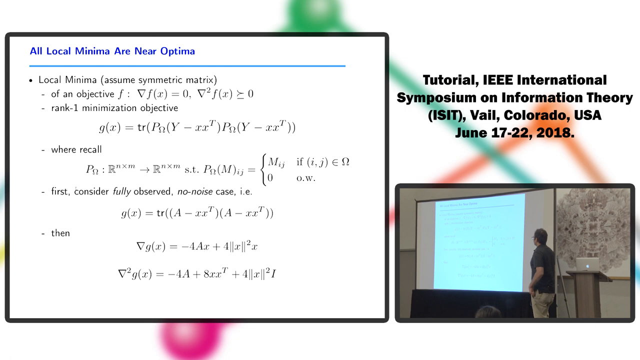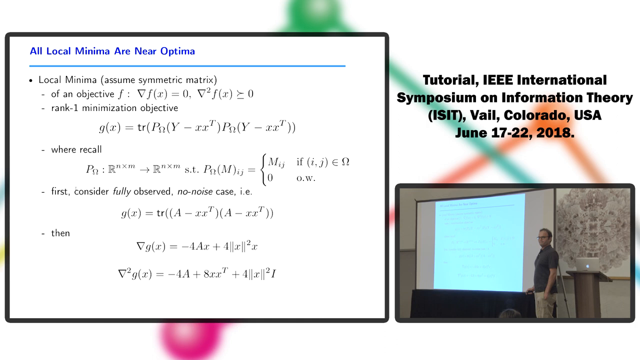So by definition, a local minimum for an objective F is nothing but a point where the gradient should be zero and your Hessian should be non-negative, or positive definite. Okay, and now let's take the simplest version. The simplest version is rank one minimization. So let's assume that it's rank one. And we hope that at least for rank one, we can argue that local minima are close to global minima.